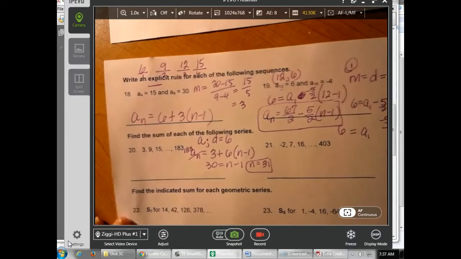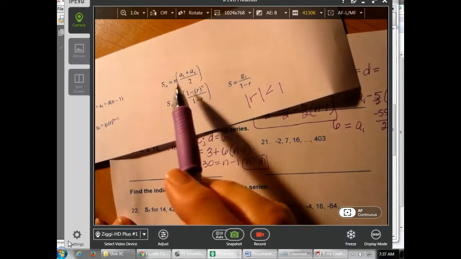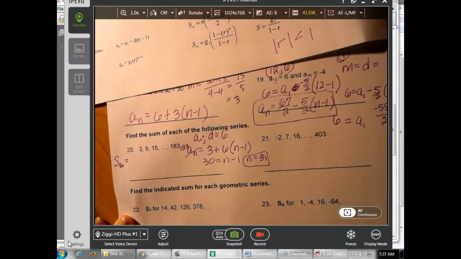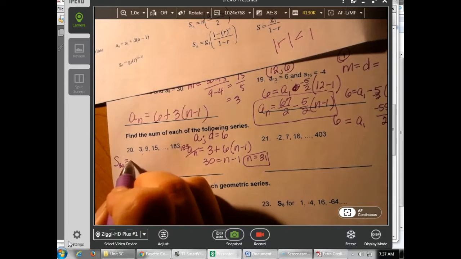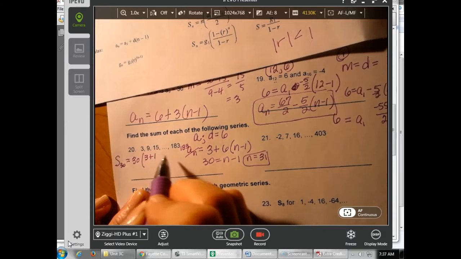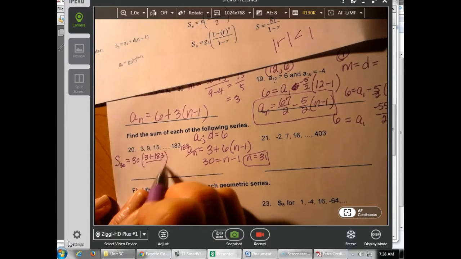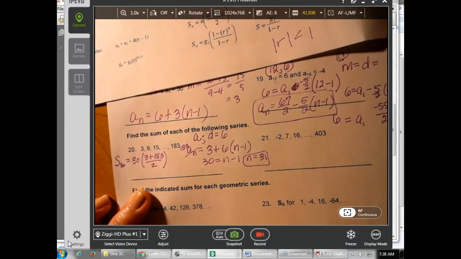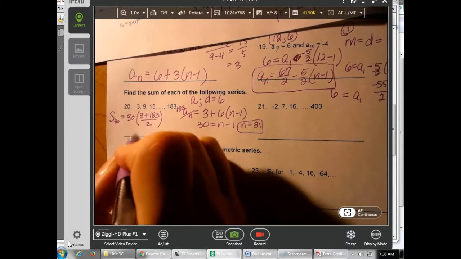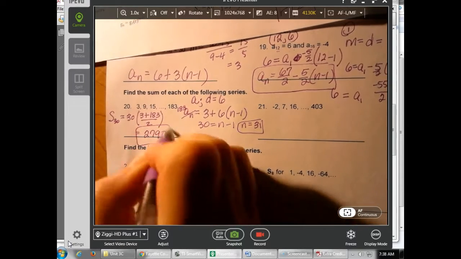So then going back, I'm going to fill everything into this formula right here. So s sub 30, because I'm summing through the 30th term, is going to be equal to 30. And then I'm going to have the first term of 3 plus 183. So I have the first and the last terms, and then divide that by 2. So you're just literally plugging all that into your calculator. So you have 186 divided by 2, and then you're going to multiply that by 30. So the summation there is 2790. And that's your answer for that problem.